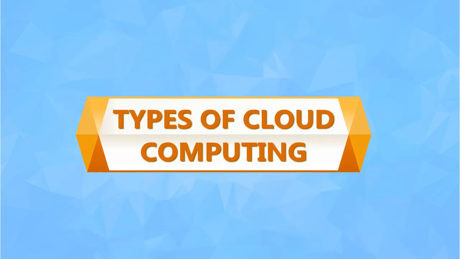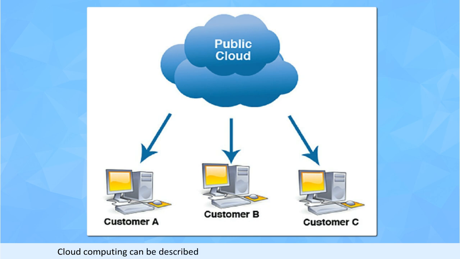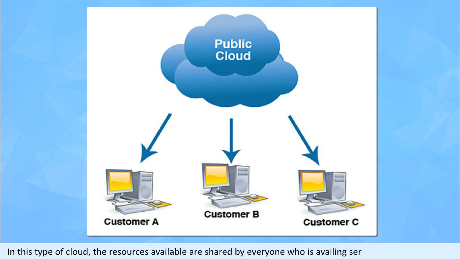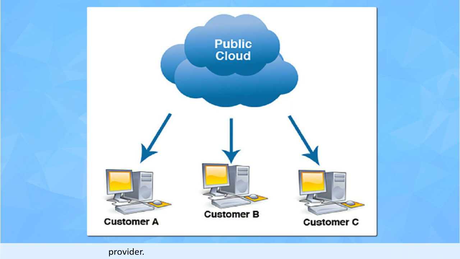Types of cloud computing. Cloud computing can be described in two ways, that is, cloud location and cloud services. Based on the cloud location, cloud can be categorized as public. In this type of cloud, the resources available are shared by everyone who is availing services from that service provider. However, the data for each user is kept separately. This type of cloud is most vulnerable to various attacks. Public cloud: customer A, customer B, customer C.